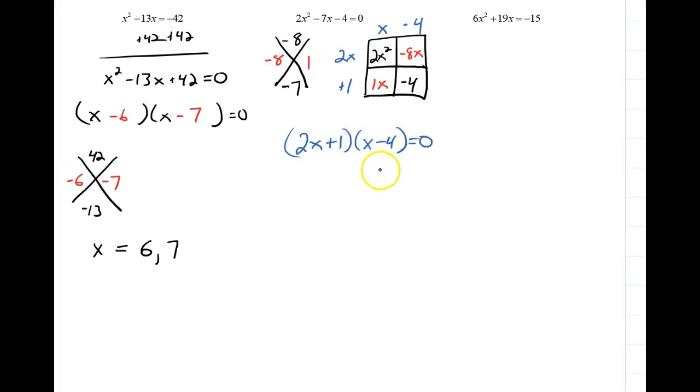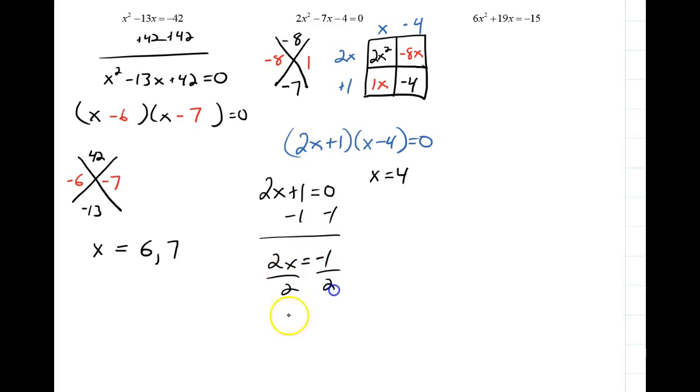So here you should be able to look at that one and know that that's x equals 4. Here, if you need to, write 2x plus 1 equals 0 and solve it. Minus 1, divided by 2, x equals negative 1/2. So I have two answers, negative 1/2 and positive 4.